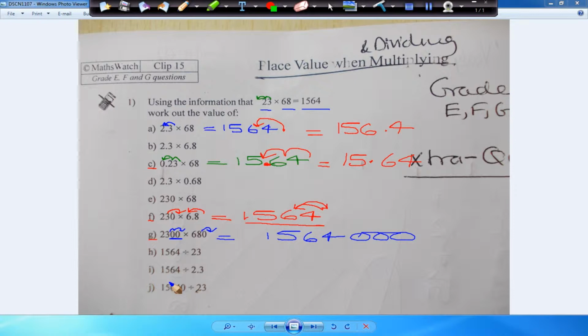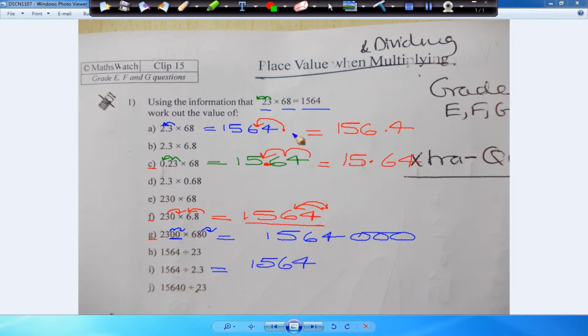Okay, we done that? Right, next. Let's have a look what happens when we divide. And let's have a look at the original question. We have 1564, so look at this one over here. If I rearrange this question, 1564 divided by 12.